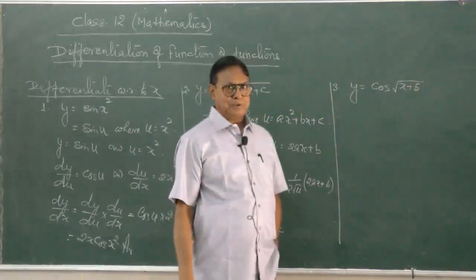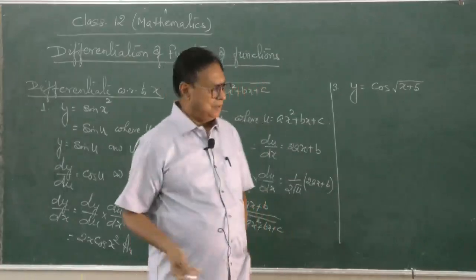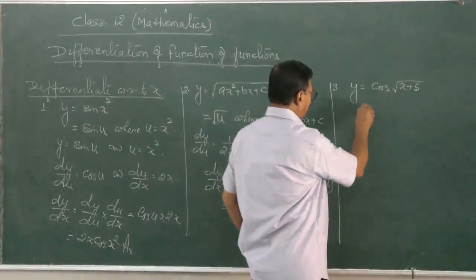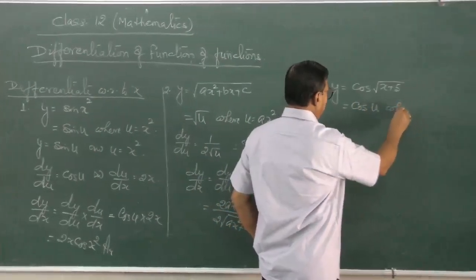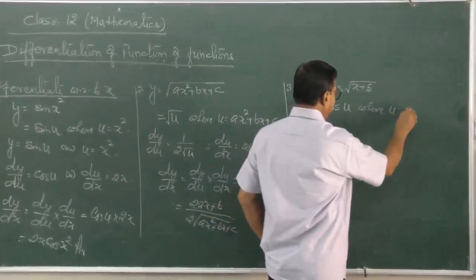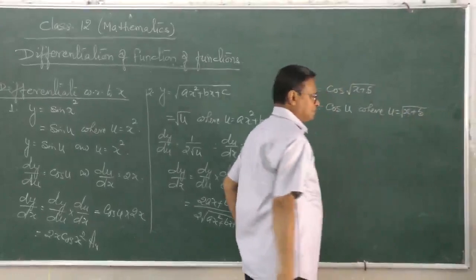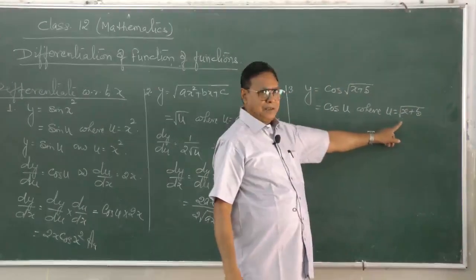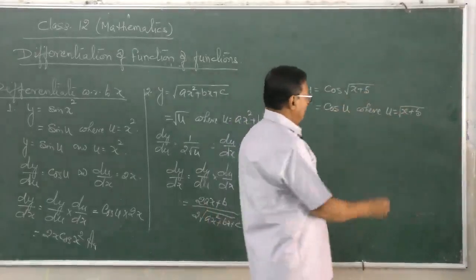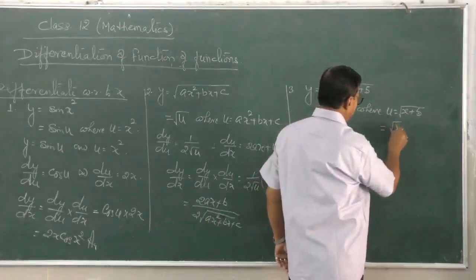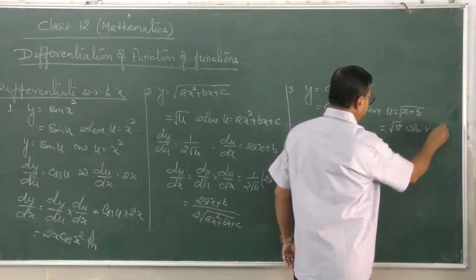I go into a third sum. It's cos of root x plus 5. Now here again, we have a formula for cos x, single variable. So what I do? cos u. So u is this. But here again, it's a function of a function. We put a value of x and then get a square root. So this is again an algebraic function. We write it as a single variable, where v is x plus 5.